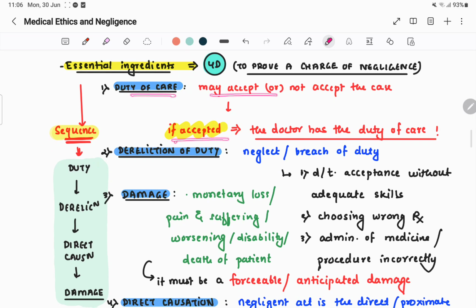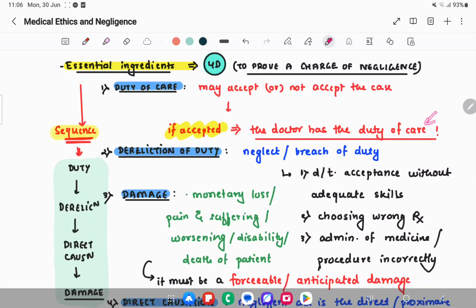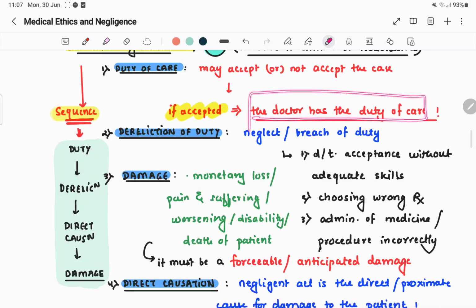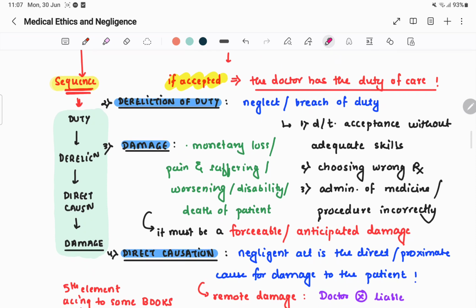If you have accepted the case, the doctor has the duty of care. If you have admitted the patient and the patient dies under some negligent act, then you have failed in the duty of care. If you have not accepted, then it's fine, but if you have accepted the case, then you have to treat the patient, no matter what.